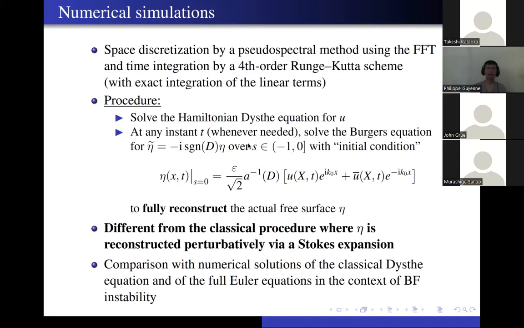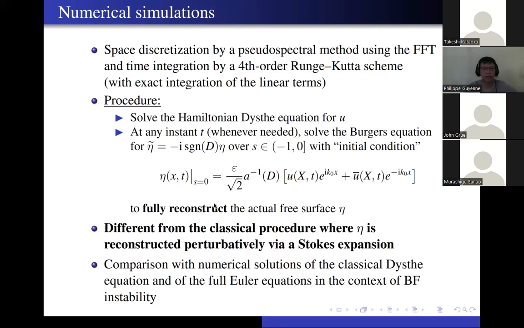And I claim that this gives you a full reconstruction of the free surface, because as I said earlier, the Burgers system is an exact representation of the normal form transformation that eliminates all the cubic terms in the system. So it's non-perturbative. And it's fundamentally different from the classical procedure where eta is given by some Stokes expansions. So I would say that the classical procedure is more perturbative.